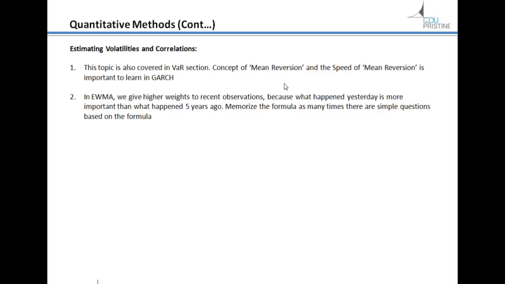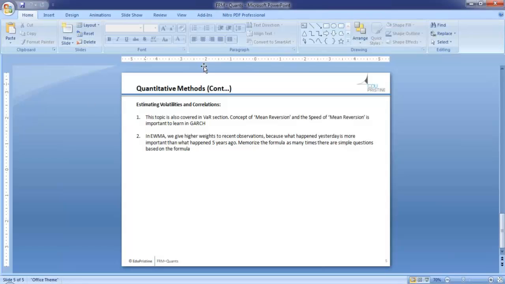In EWMA, we give higher weights to recent observations. The weighting factor is called lambda, because what happened yesterday is more important than what happened 5 years ago. So the weightage given to the latest returns or latest volatility is higher compared to previous returns, just to model the future volatility. You have to remember this from the exam perspective. Please remember the formula. I hope you will see very simple examples, as it's just estimating the volatility, and the questions are very easy. The best way is to practice some questions, and you can easily remember the formula.